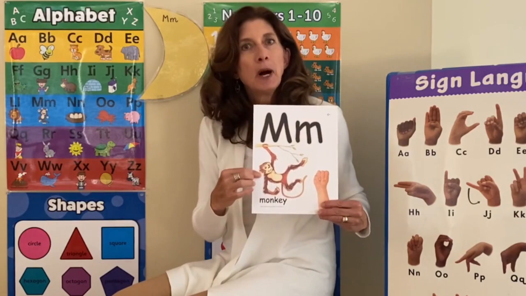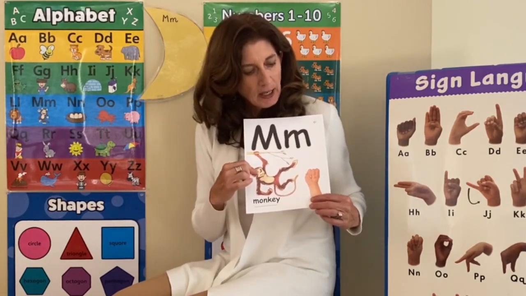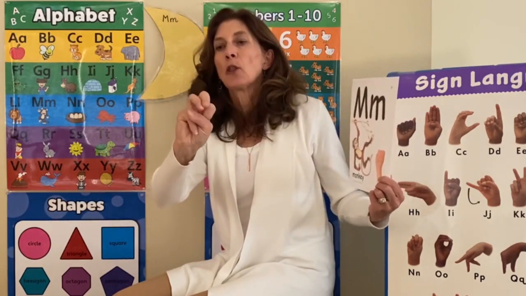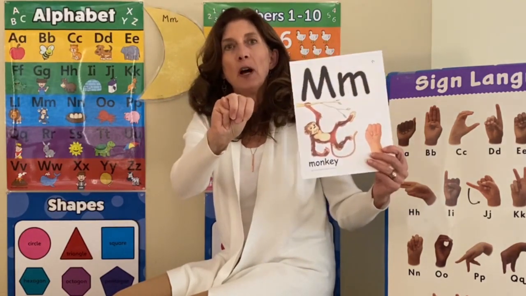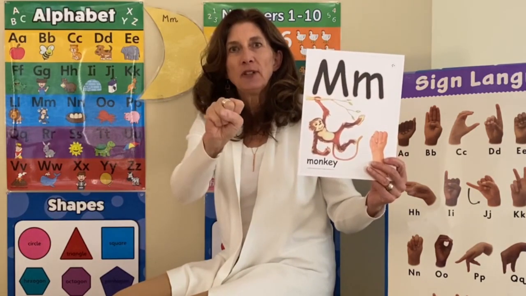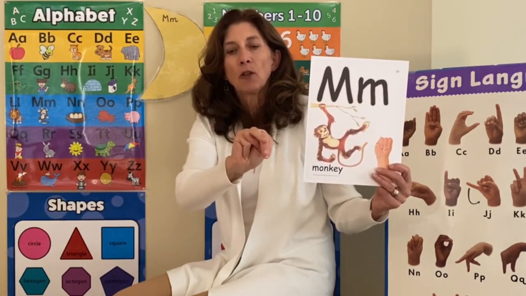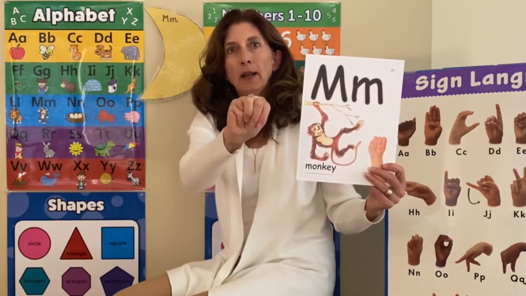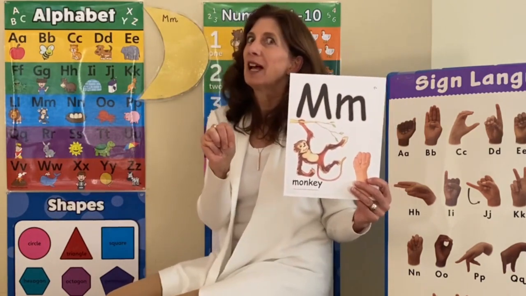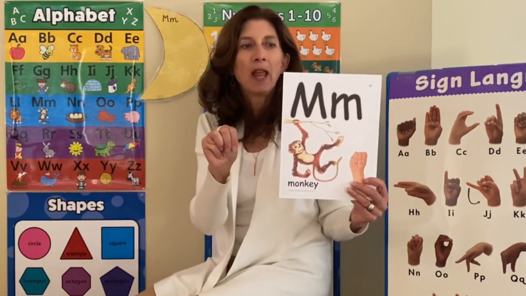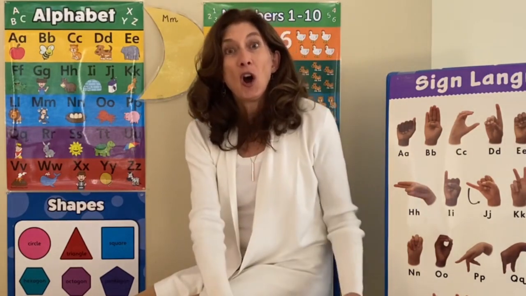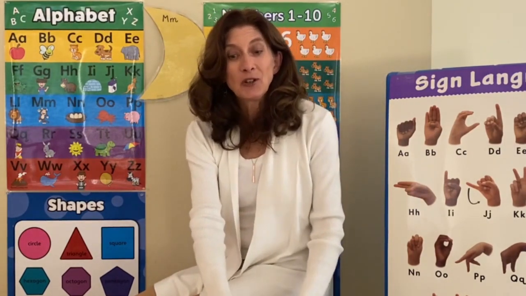And they have a monkey on their picture. And to make the letter M, you make a fist and then you put 3 fingers over your thumb. And that's the letter M. So it's a fist, but put your thumb between your 3rd finger and your pinky, and that is M. And M says, like you're saying, that's delicious, for monkey.